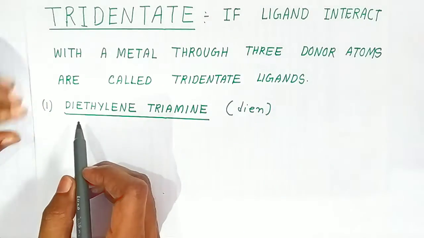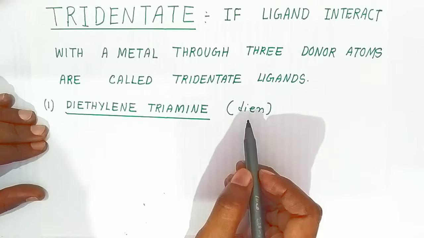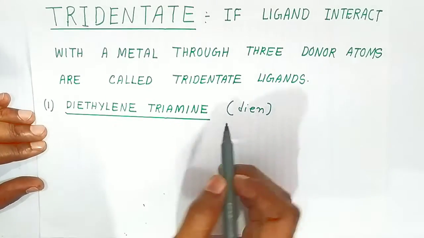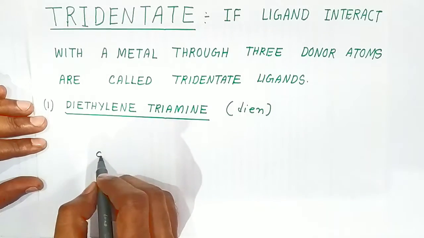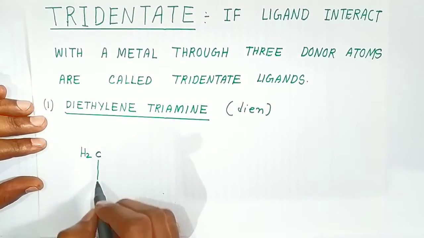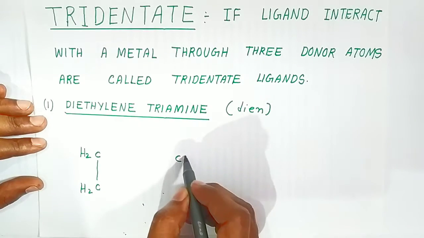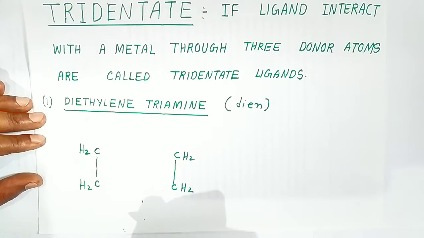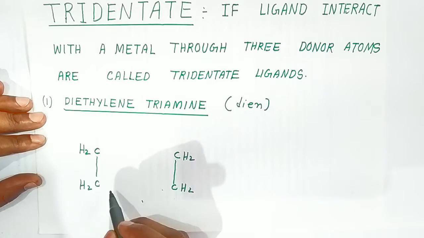Tridentate. Now, one very famous molecule is diethylene triamine. We call it dien, D-I-E-N. Because it is diethylene, you have to make two ethylene molecules. The structure will be like this: CH2, CH2. On this side and this side you also have to make two more, CH2 and CH2. Now this ethylene combines with the amines.